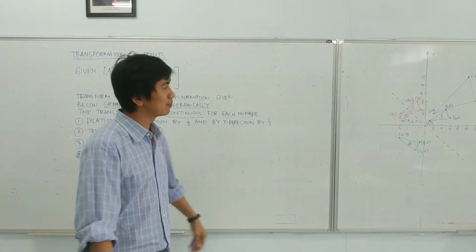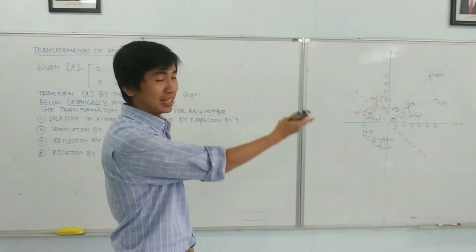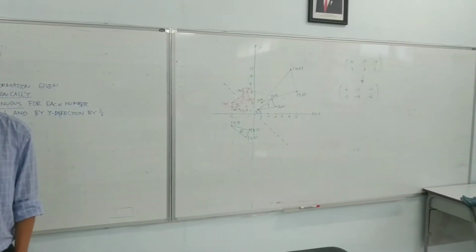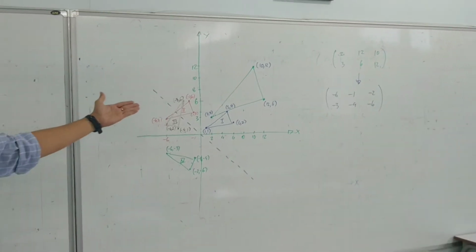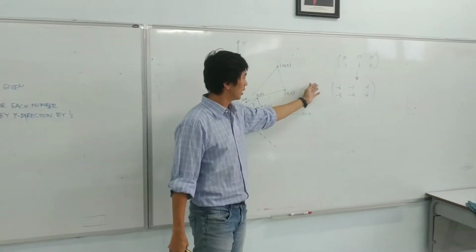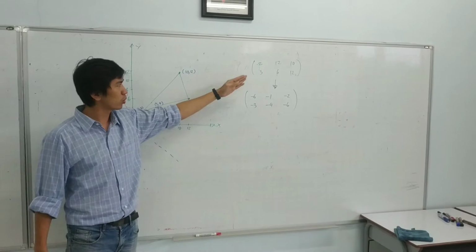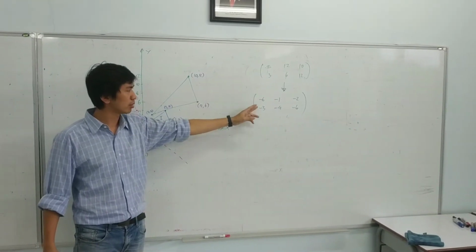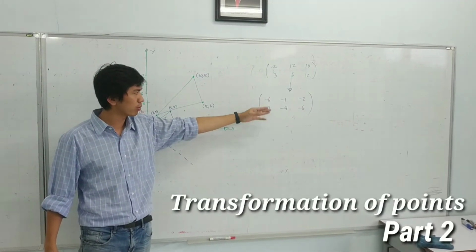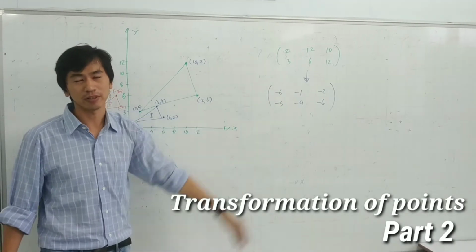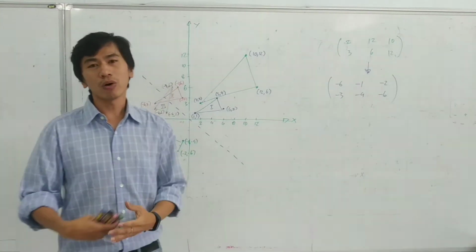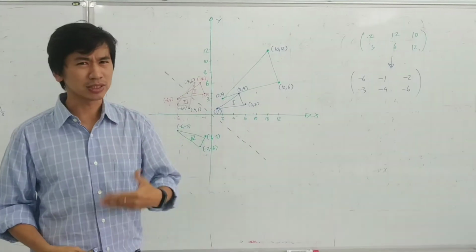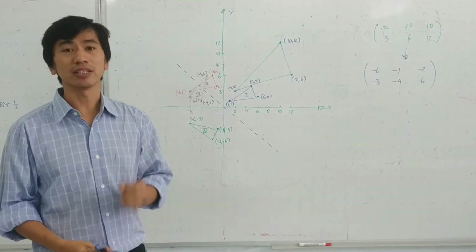So last time we did the transformations of points graphically. So this is what we got. From 2, 3, 12, 6, 10, 12, it becomes negative 6, negative 3, negative 1, negative 4, and negative 2, negative 6. But you want to learn more than just doing it graphically, because sometimes graphs can be irritating.